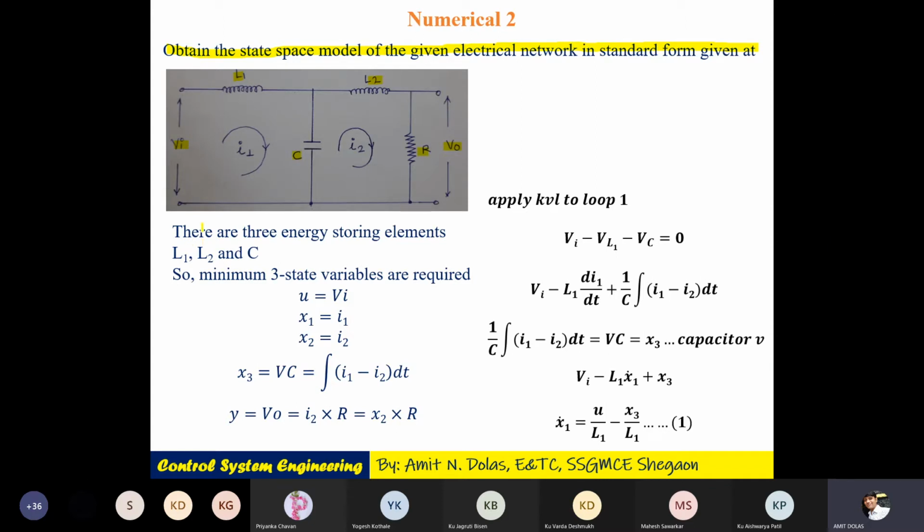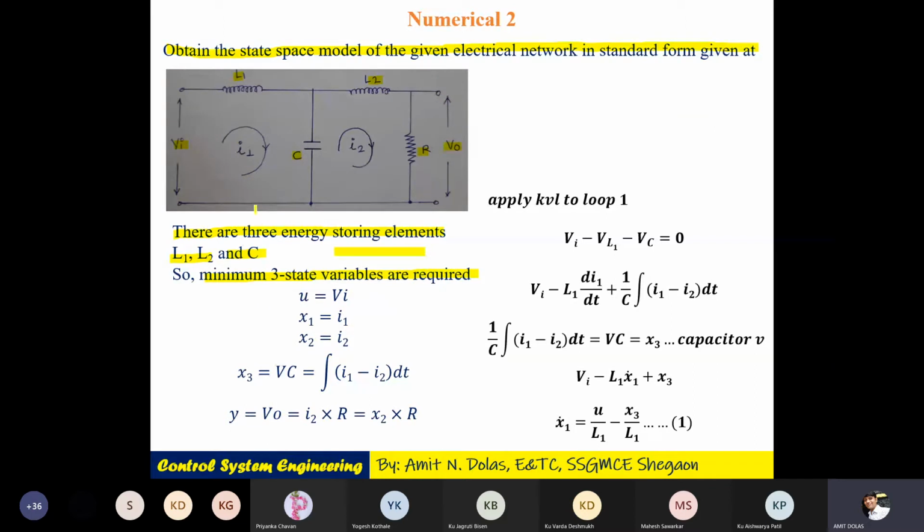So again you have to think: once the network is in front of you, you just look at the energy storing elements. There are three energy storing elements, L1, L2 and the capacitor C. Are you with me? Yes, sir. Okay. So a minimum of 3 state variables is required as there are 3 energy storing elements.